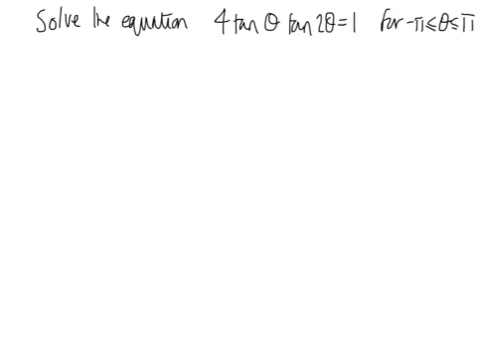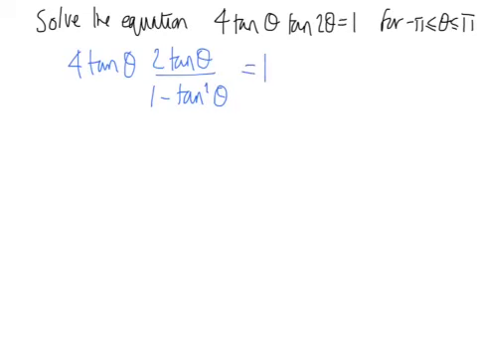Okay, let's look at this equation now. Okay, so we've got 4 tan theta. I'm going to go straight in and expand my tan of 2 theta. So that's going to be 2 tan theta over 1 minus tan squared theta. And that's all equal to 1. Okay, so if I multiply these two terms together, on the top I'm going to have 8 tan squared theta. And on the bottom I'm going to have 1 minus tan squared theta.